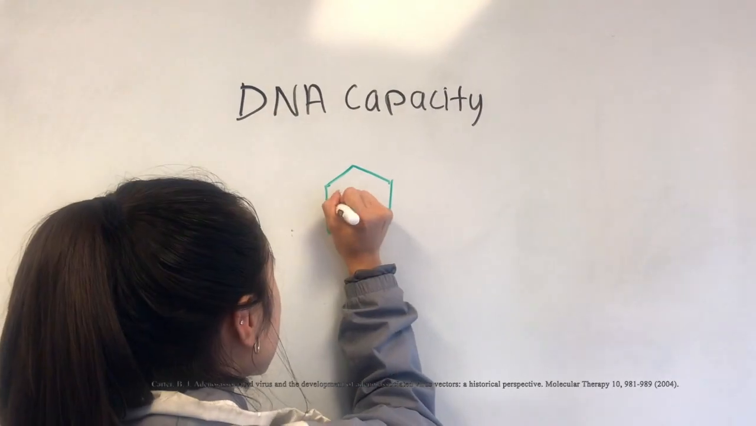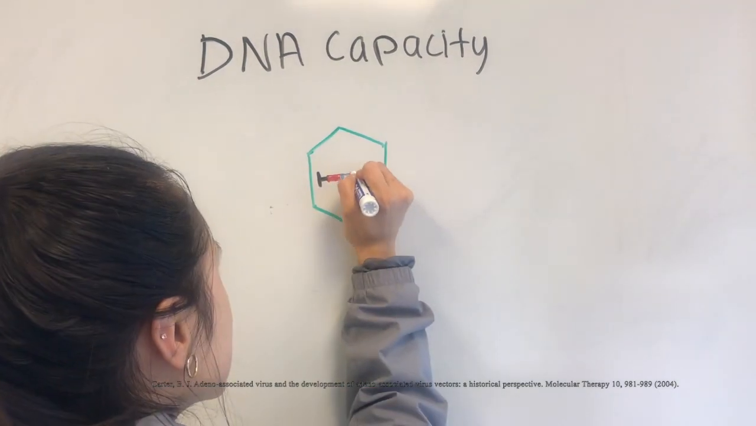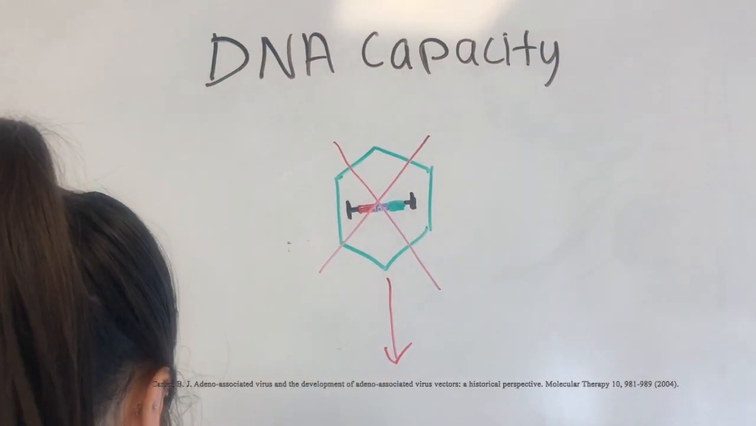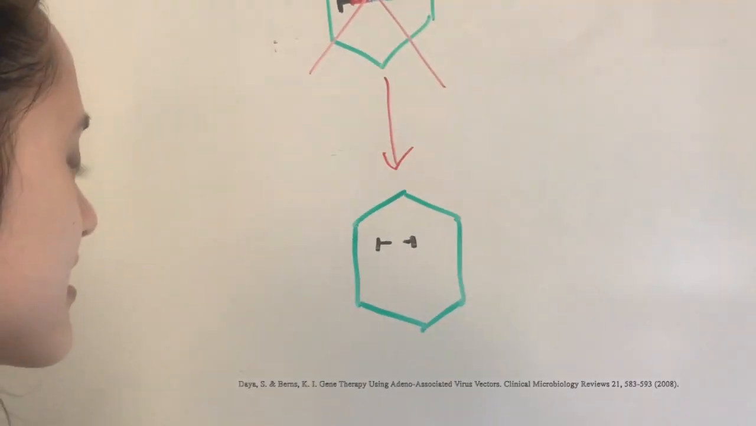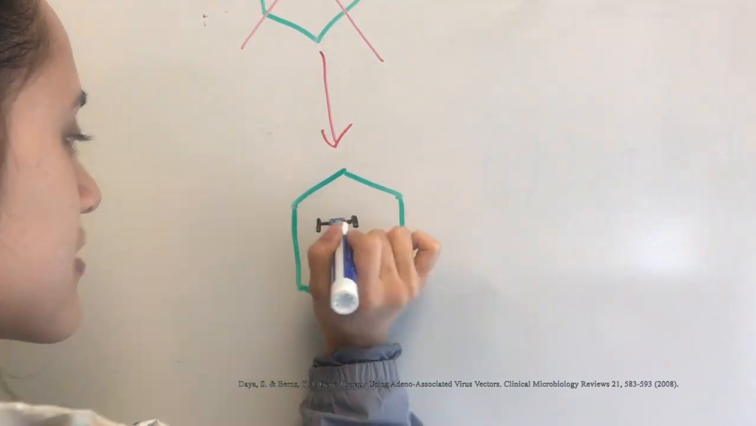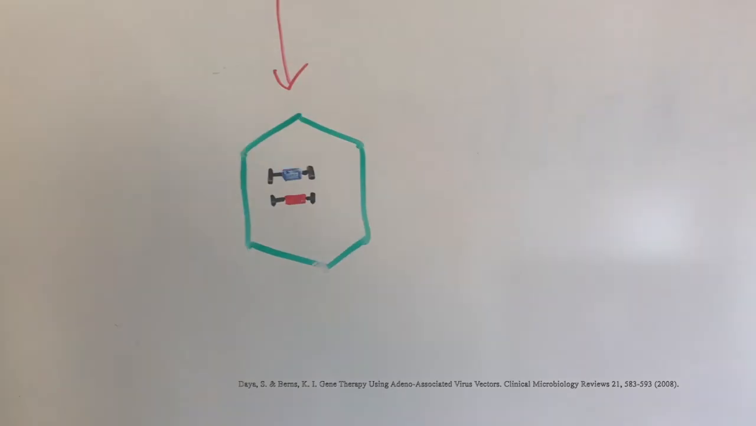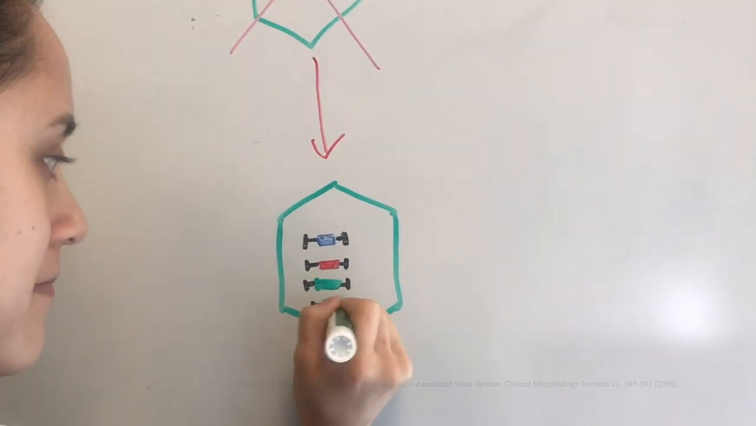Vectors can be very difficult to produce and can only carry a small amount of DNA. AAV can only carry about 4 kilobase pairs of DNA, while adenoviruses and retroviruses can accommodate about double that. However, recent research has made strides in increasing the packaging capacity of AAV. One strategy in development is the splitting of transgenes into smaller plasmids.